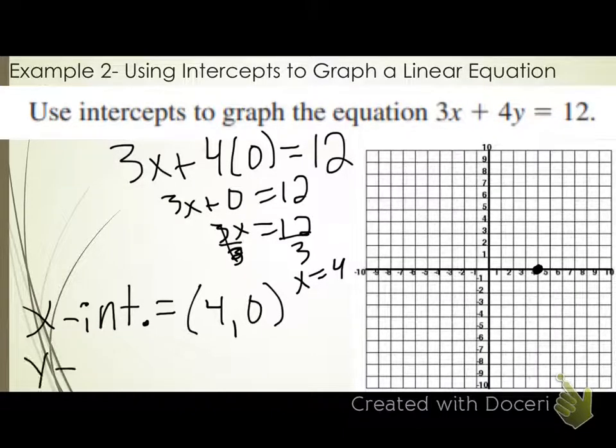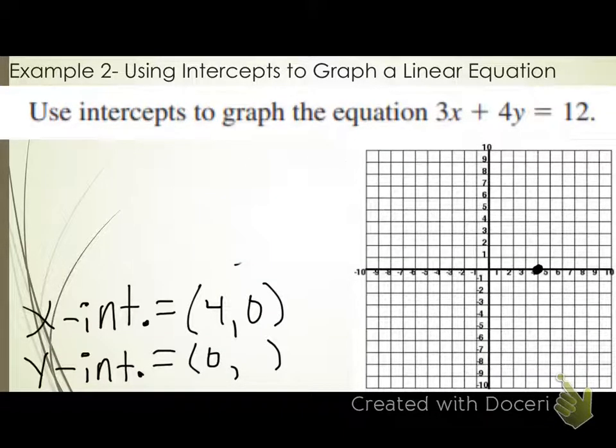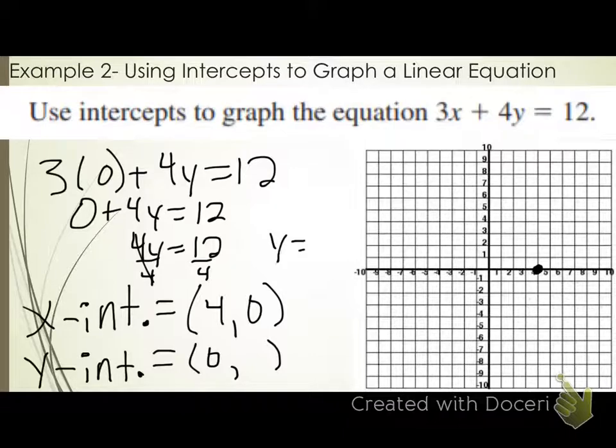Now let's find our y-intercept. Remember, we replace the opposite variable with 0 to find an intercept. So to find my y-intercept, I replace x with 0. So 3 times 0 plus 4y equals 12. And now I can solve my equation for y. 3 times 0 is 0. 0 plus 4y is just 4y. To get y by itself, divide both sides by 4. 12 divided by 4 is 3.